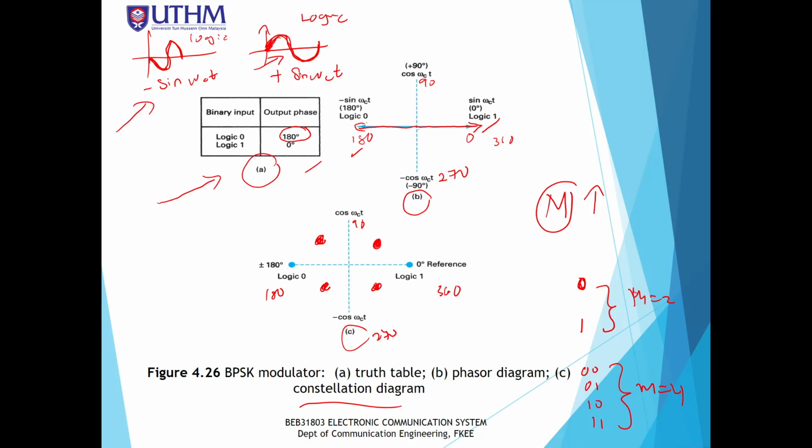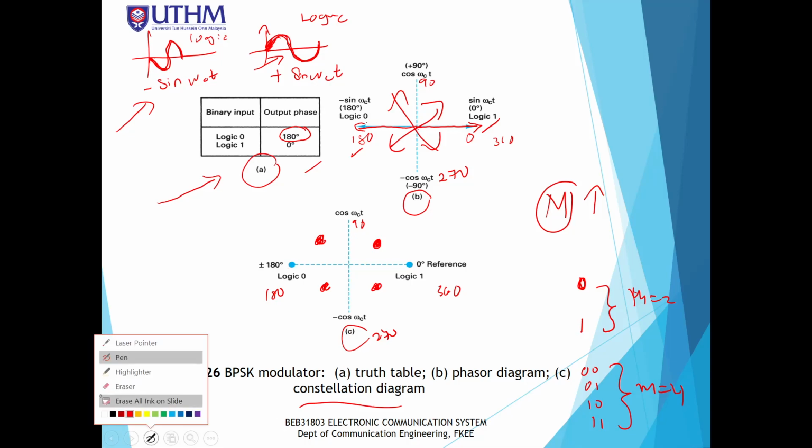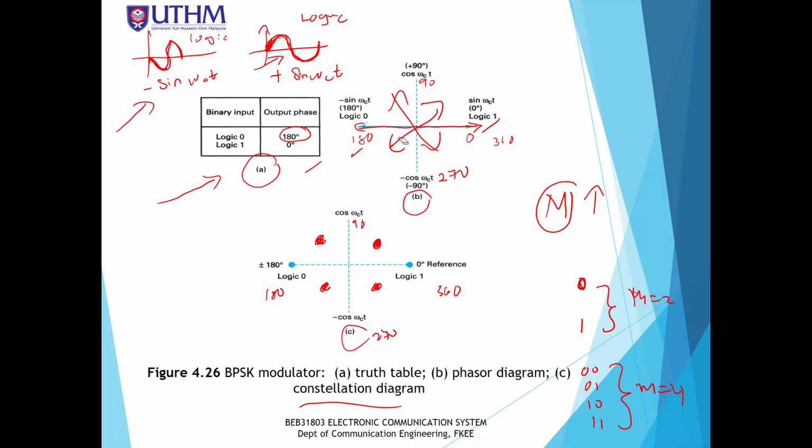Similar with this phasor diagram, we're going to have 4 arrows like this if it is for QPSK. Since we are using BPSK only, we only see 2 arrows, to the right and to the left. So what is the purpose of this constellation and phasor diagram?